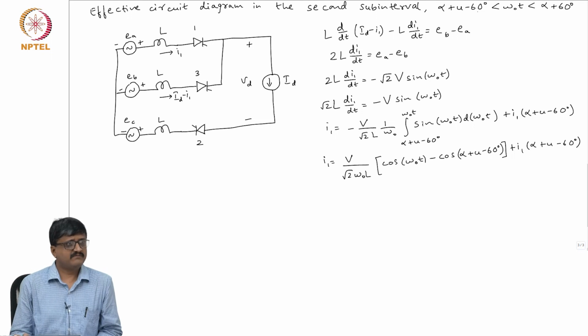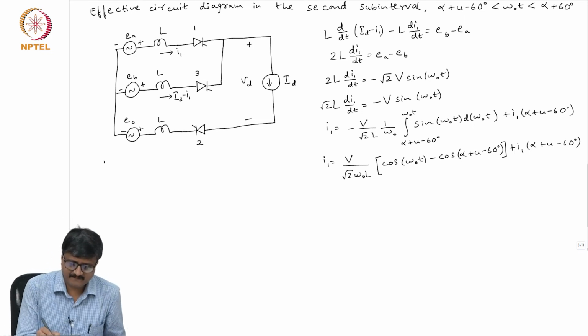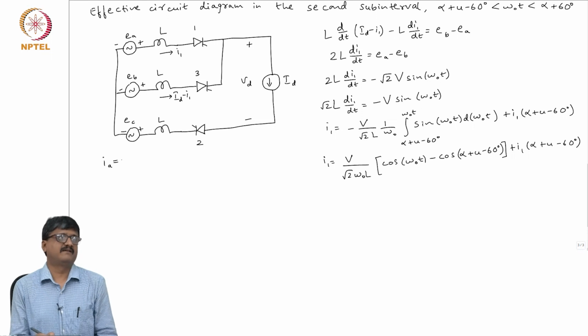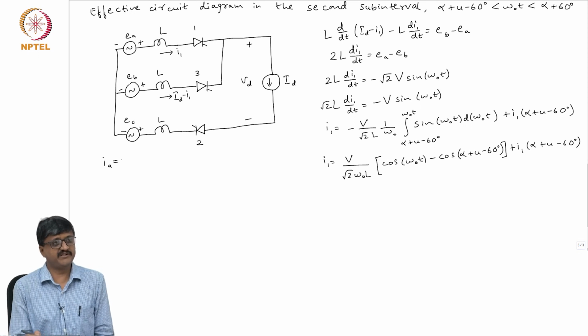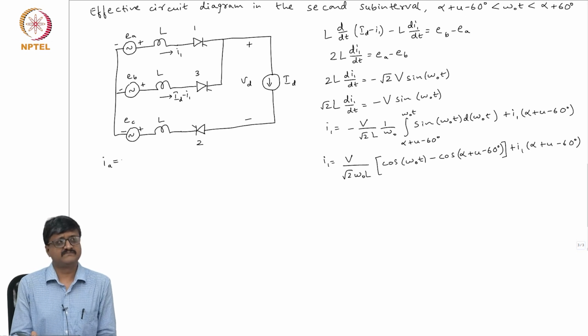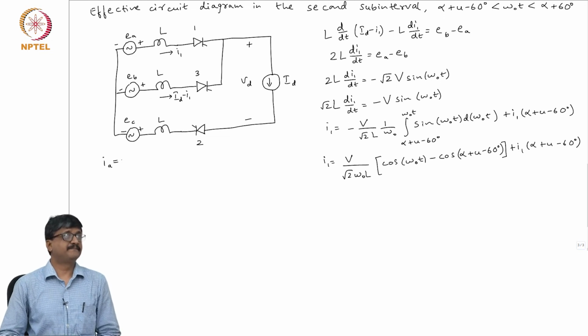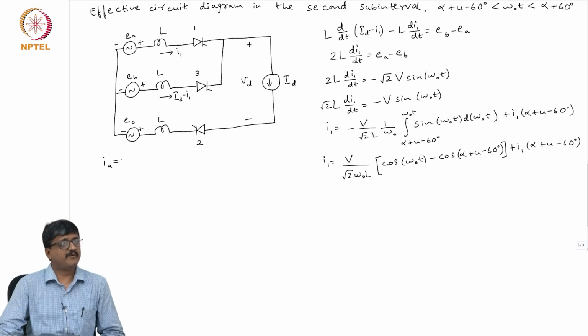Because the current through the inductance is IA. How is IA continuous? Doesn't mean I1 has to be continuous. So, how do you say it is continuous? If you go back to the original circuit, was it connected in series with the same inductance?